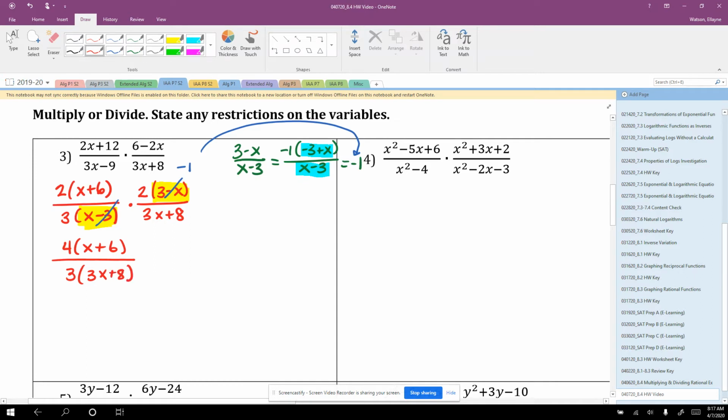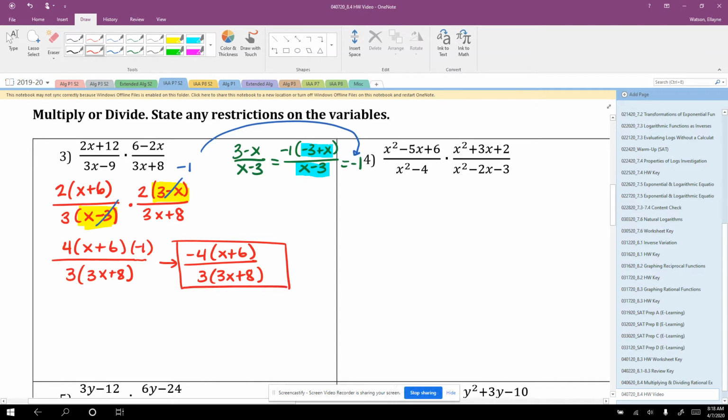And then that negative 1, I can put anywhere, okay, top or bottom. I'm just going to put it on the top because that's where I had it, where I factored out the negative 1 on my work on the side. So that then becomes, I'm going to distribute that negative 1 to the 4. So just negative 4x plus 6 over 3 times 3x plus 8. And that is my final answer.